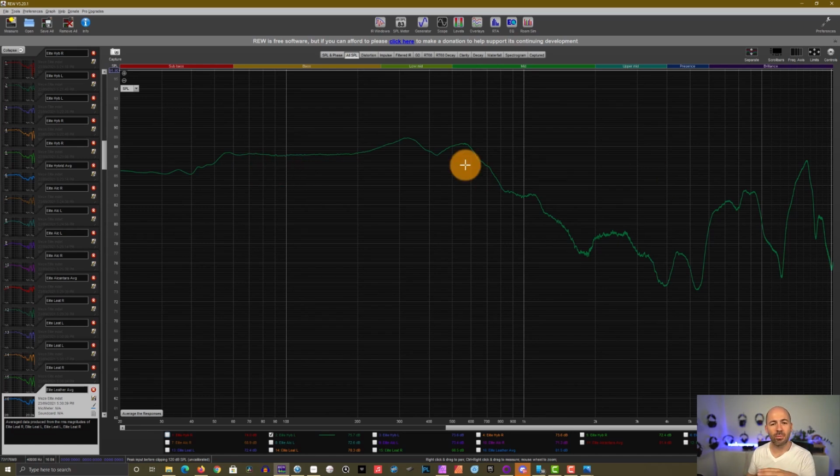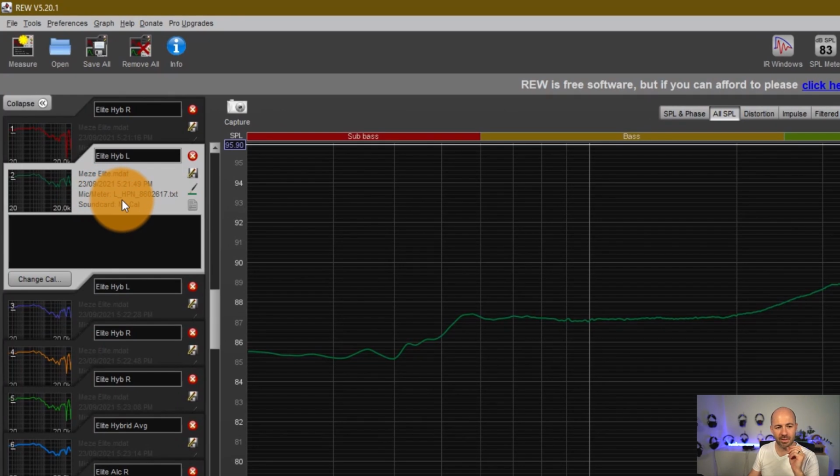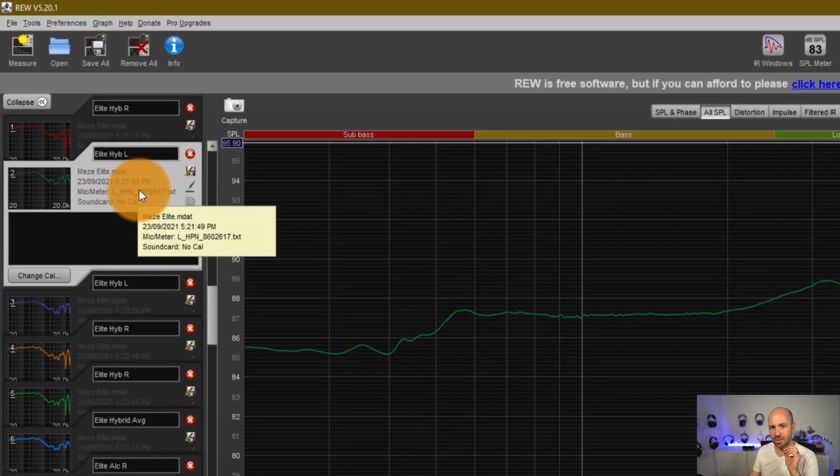The trick though is knowing whether this compares to anyone else's measurements, because if you look at this on someone else's measurement, depending on the compensations they've applied, it might look quite different. And the compensation is the key. So if I go over to my measurement here, you'll see over on the left hand side I've got mic/meter L_HPN blah blah blah. That's the calibration I've applied.